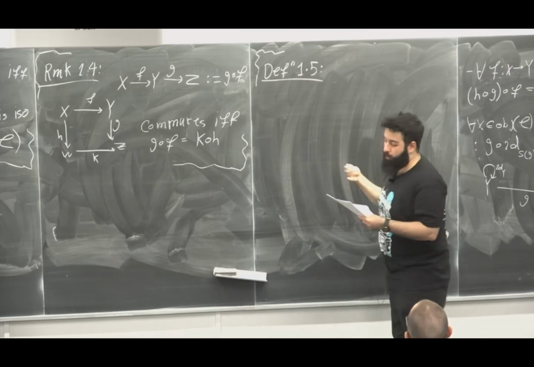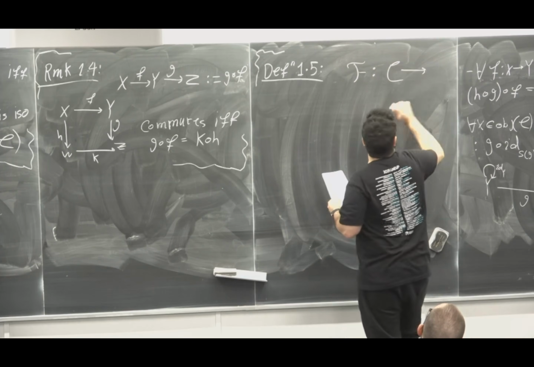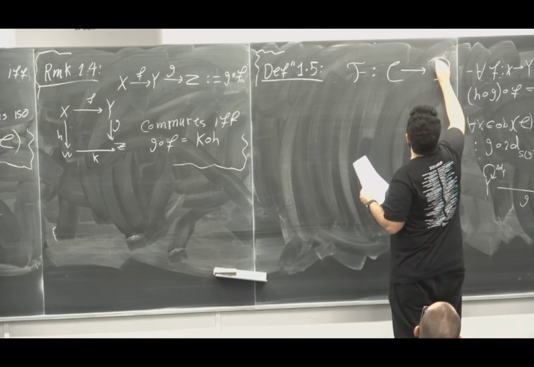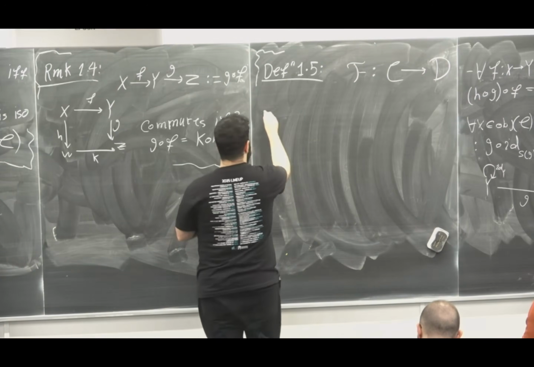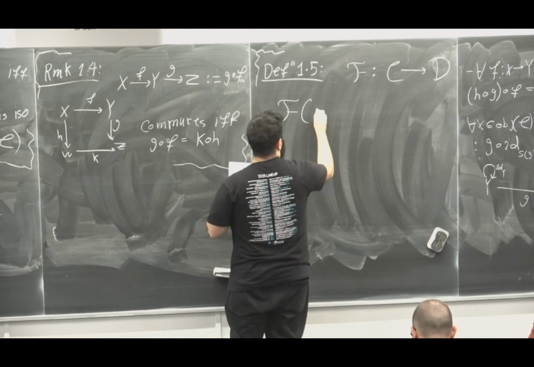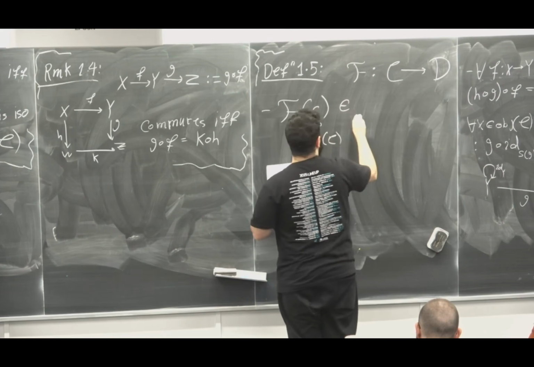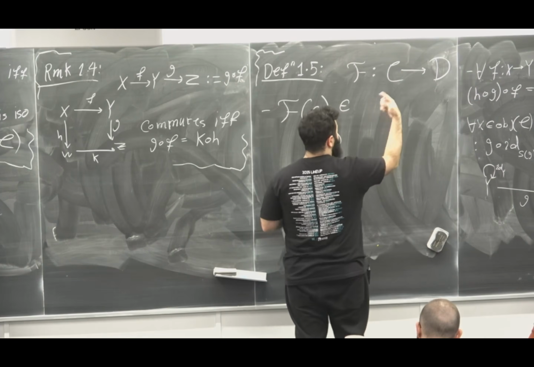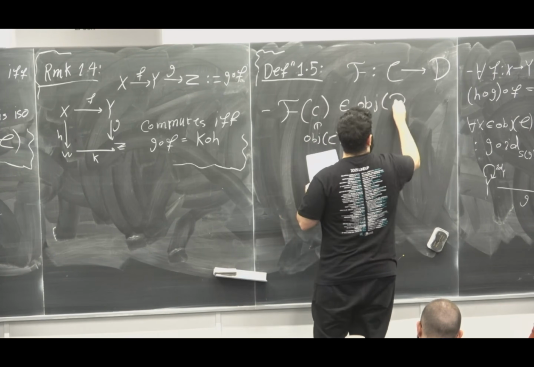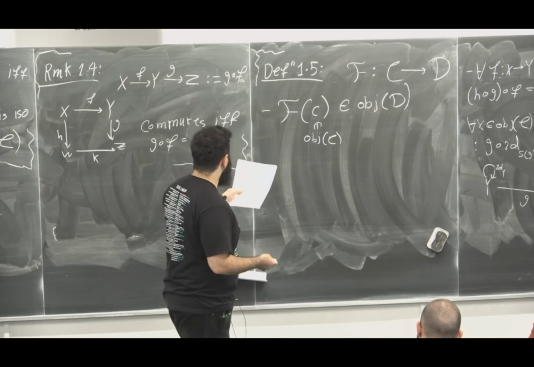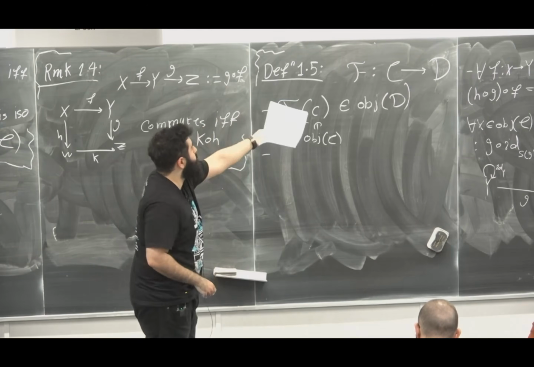So C and D are my categories, and a functor from C to D is made out of the following. If I act on an object of my category, it gives me something in the category that it's mapping into; by that I mean an element of the objects of this category. It also gives me a map from morphisms in C to morphisms in D.